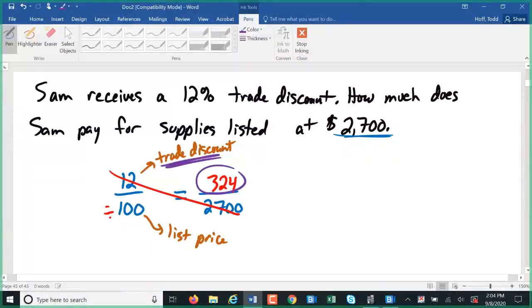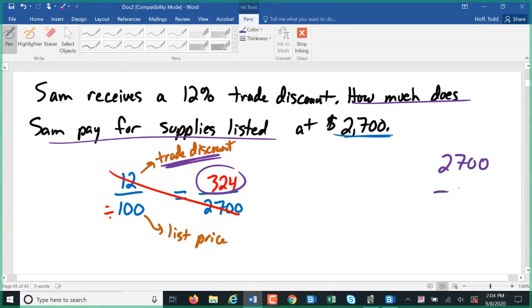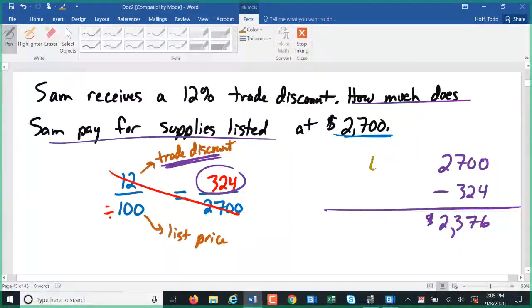But remember, this 324 represents the trade discount. That's not what we're asked here. We're asked how much does Sam pay for those supplies. So what Sam pays is the list price of $2,700 minus that discount of $324 to get an amount paid of $2,376. If we look at what happened here, the $2,700, of course, is the list price. From that list price, we subtracted the discount, which was the $324. That gave us the amount paid.